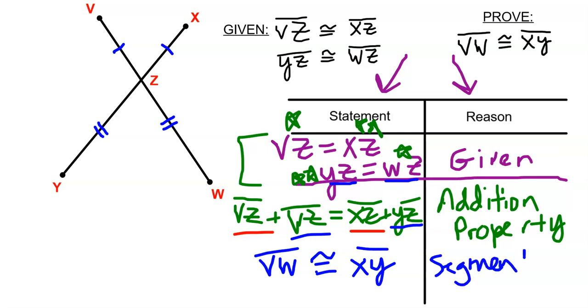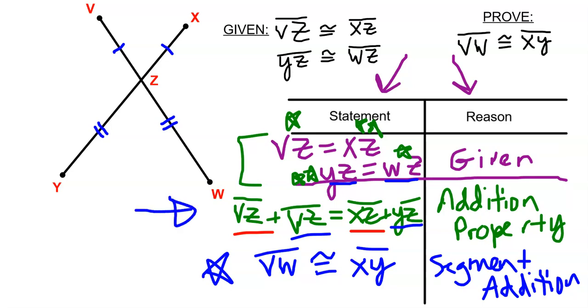We can add the lengths of two segments together, and we get a new segment. And that is exactly what we wanted to prove. So here, it may be obvious that if you add two congruent things to two other congruent things, the resulting sums are congruent, but mathematically, we need to state the given. We need to add the two things together in a particular way, using the addition property of equality, and then simplify VZ plus WZ equals VW and XZ plus YZ equals XY using segment addition.